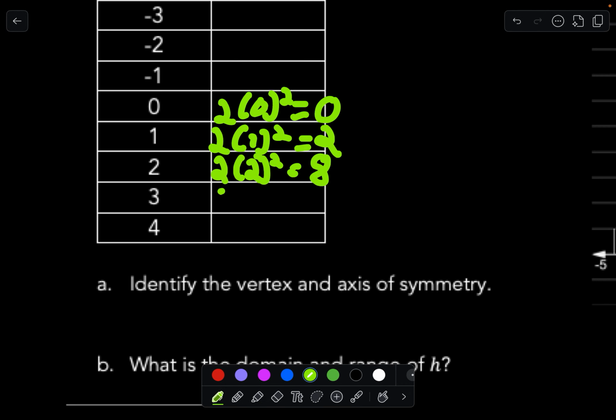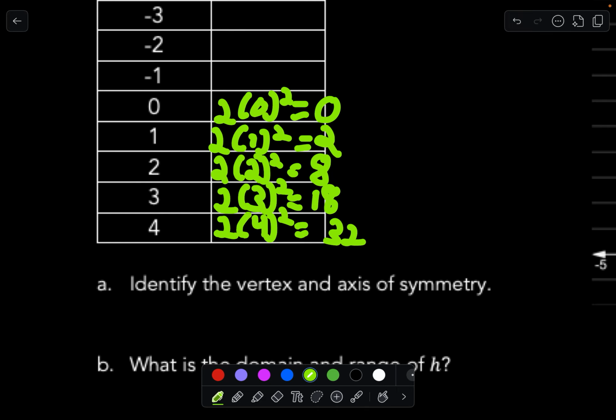When x is 3, that'll be 2 times 3 squared. Well, 3 squared is 9. Okay, again, orders of ops. Evaluate 3 squared. 3 squared is 9 times 2 is 18. Okay, and when x is 4, that'll be 2 times 4 squared. Well, 4 squared is 16 times 2 is 32.